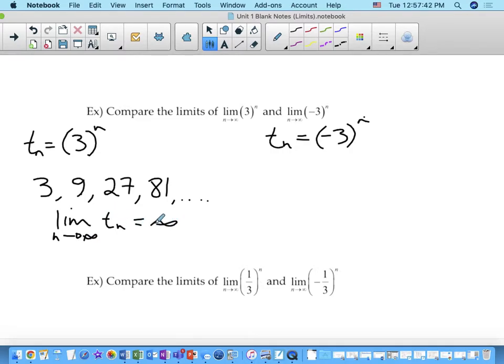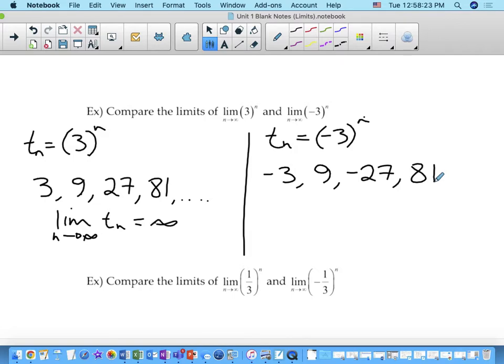Okay, if we look at this one, T1, -3 to the 1, what's that? -3, yeah. -3 squared, +9, yeah. -3 cubed, 27, sorry, -27. Okay, -3 to the 4, 81, yeah. Okay, so here we have a problem because the limit's not really approaching infinity, right?